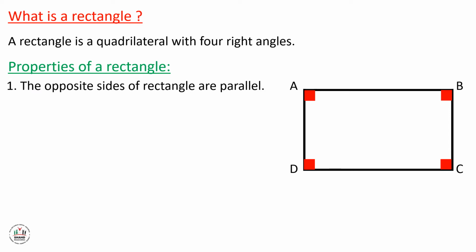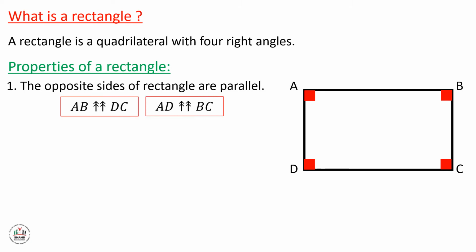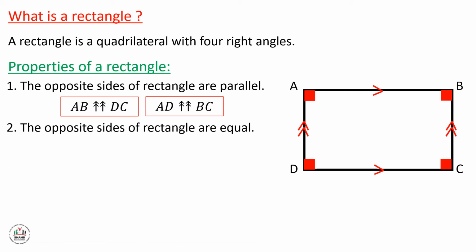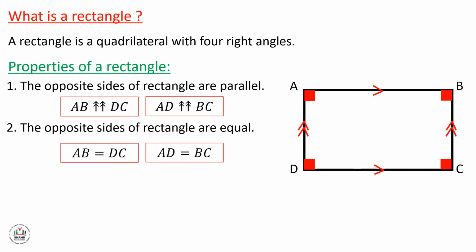First property states that the opposite sides of a rectangle are parallel. So AB parallel to DC and AD parallel to BC. The opposite sides are also equal. So AB equal to DC and AD equal to BC. The four angles, as we said before in the definition, are equal to 90 degrees.